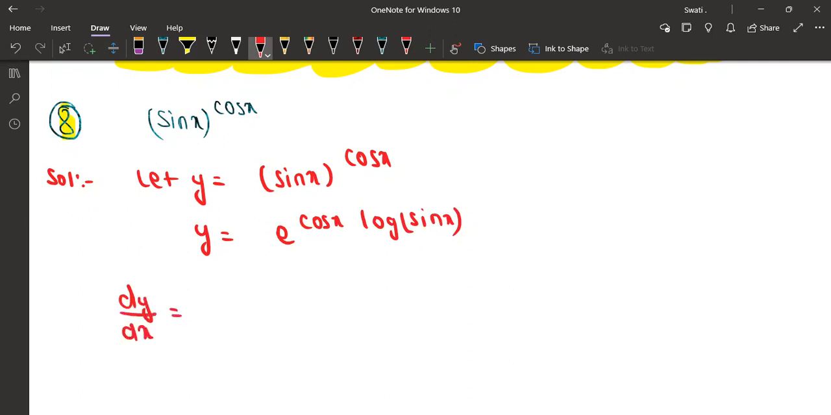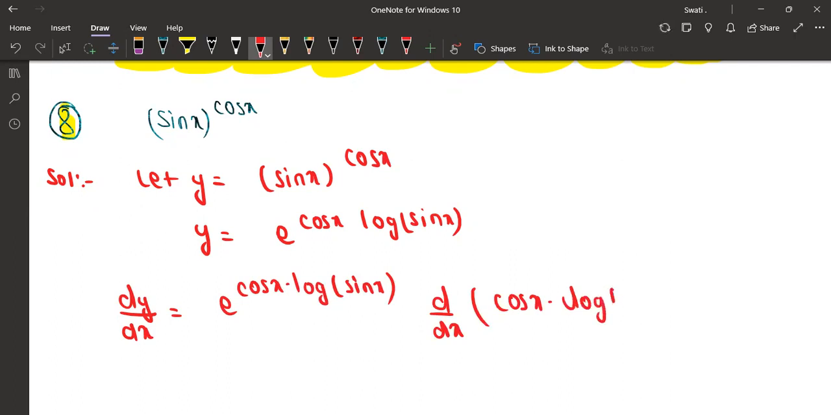So this will become dy dx and this will become the exponential function as it is, e raised to cos x log sin x. And then by using the chain rule, we will write this as derivative of cos x times log sin x.